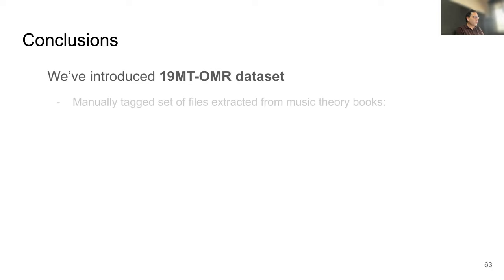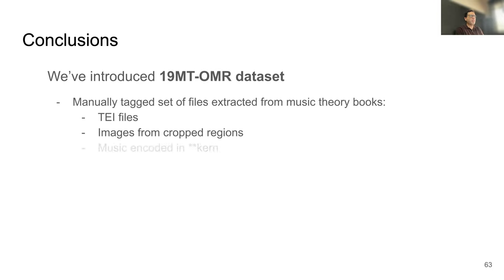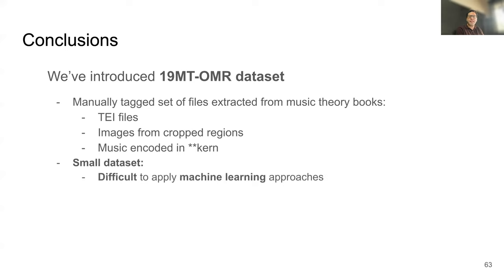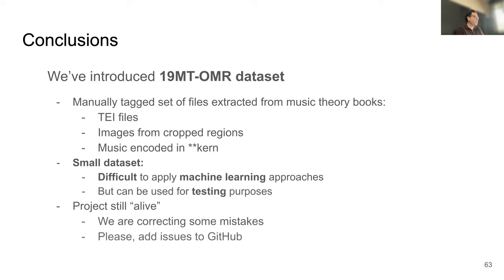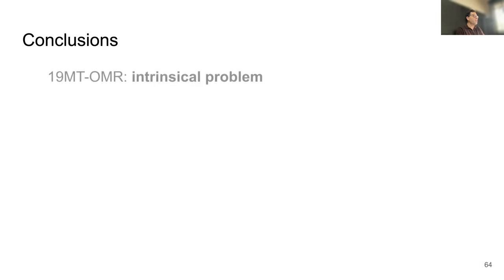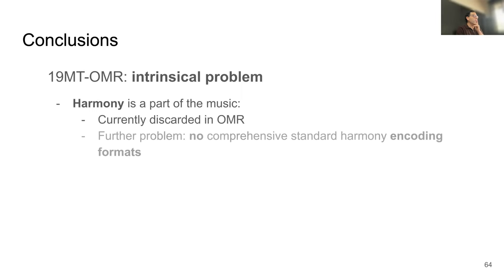So to conclude, we created this data set. It's a small data set that cannot be used for machine learning to train any machine learning approach, but it could be used to test any machine learning. The project is live, as I mentioned before, and one important thing is that this corpus has an intrinsic problem, what I have mentioned about the harmony. The problem is that currently OMR systems are not able to identify harmonic annotations as such, and it would be nice to identify it. And this is part of OMR, there's no standard encoding for it.